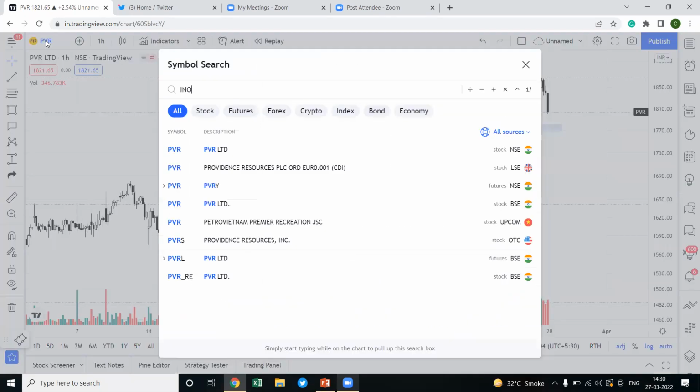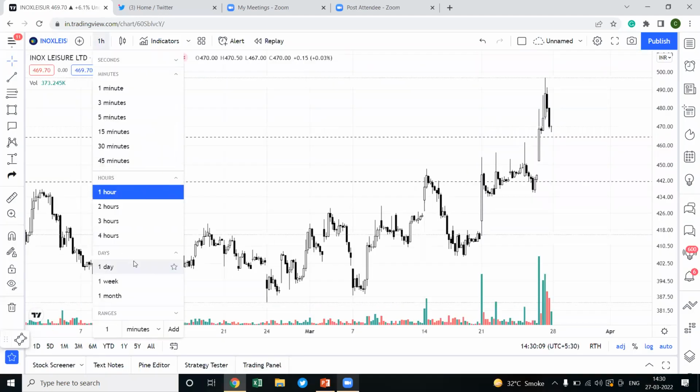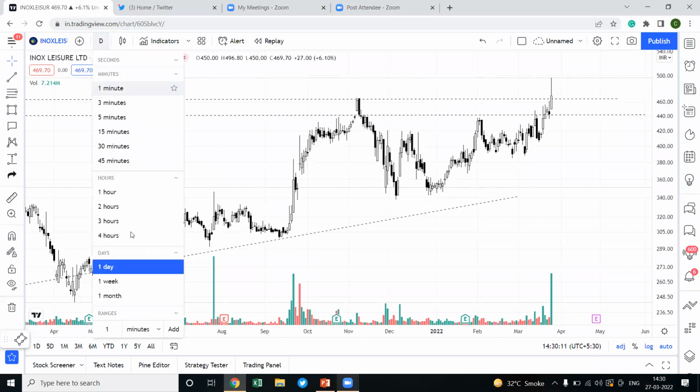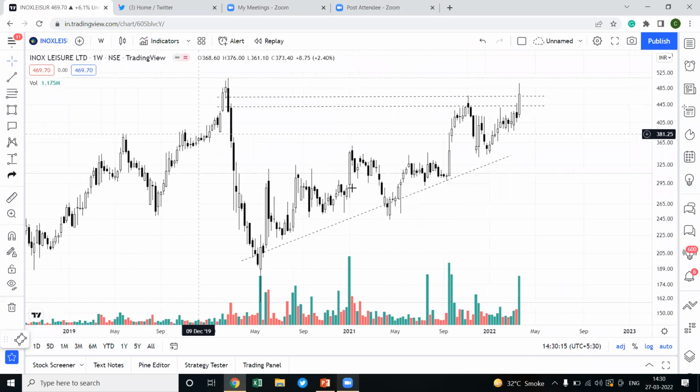Another stock is INOX, which is also looking good. It has broken out on the chart. I guess it is trading near its all-time high, and it has broken out from a cup and handle pattern. You can see the cup and handle pattern. With the COVID situation being gone, these stocks are again gaining momentum. So you have to keep a watch. You can look to buy the stock whenever it comes near the support level.